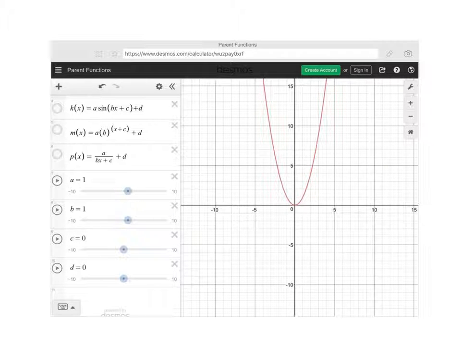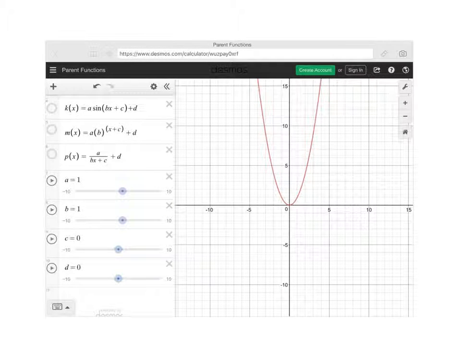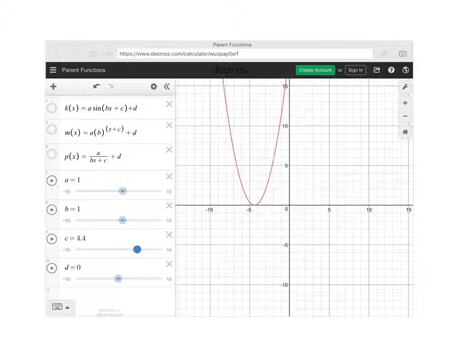And what they're going to see is that by playing with the slider, it in fact does the opposite of what they thought it would do. When I move c to the right, the function travels to the left. And when I move c to the left, the function travels to the right. So that's an important observation that we're going to make as a class.